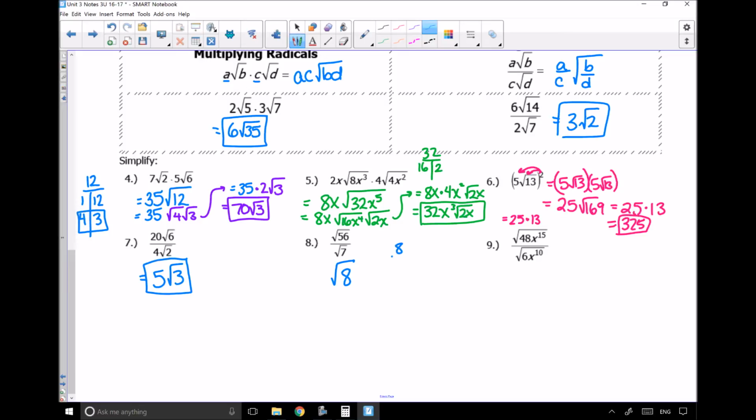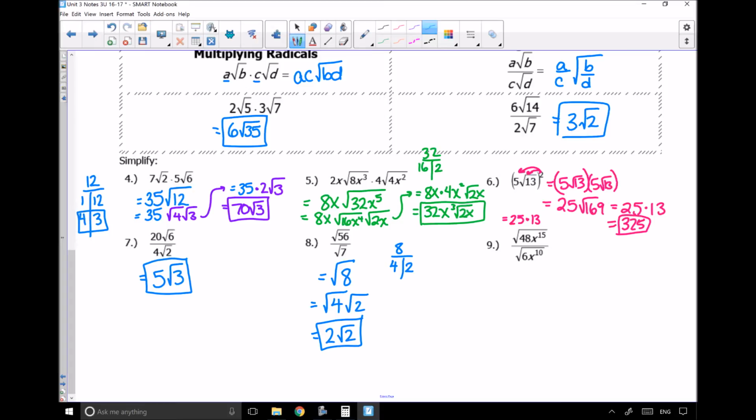And when I take 8 and I find the perfect square factors of 8, I'm going to go to the halfway point, which is 4. So obviously 4 is what I want to use because 4 is a perfect square. So I'm going to use root 4 and root 2, and then the square root of 4 is 2. So my answer is 2 root 2.